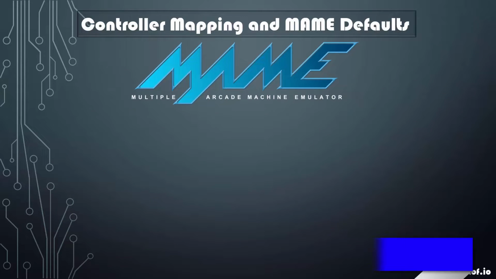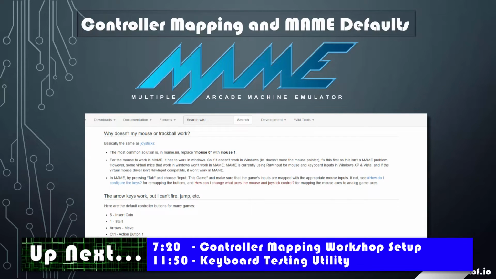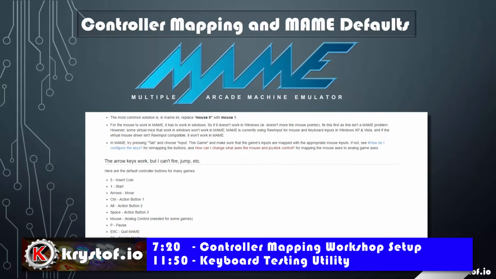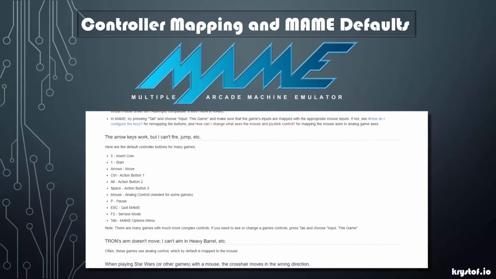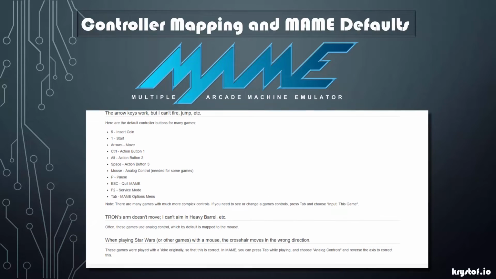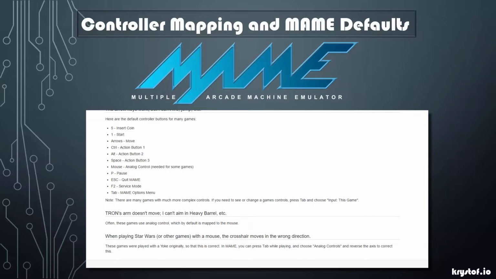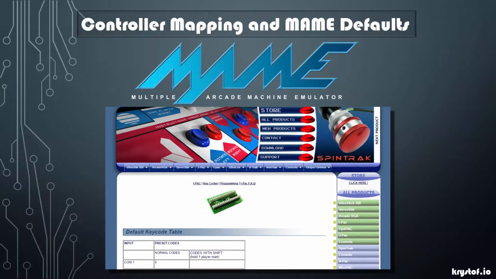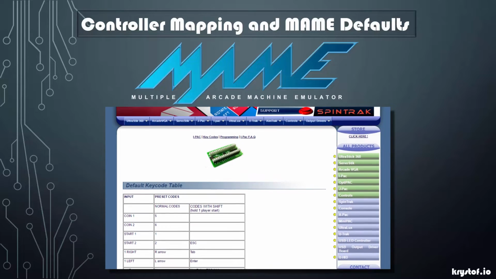But what are all of the defaults? What keys are dedicated to what actions in MAME by default? Luckily, there are quite a few places to find this information. You could scroll through the MAME menu in a game and write them down, but it's probably easier to go to a website with the default key layout, like Ultimarc, which sells keyboard encoders with their pins set to MAME defaults for you out of the box.